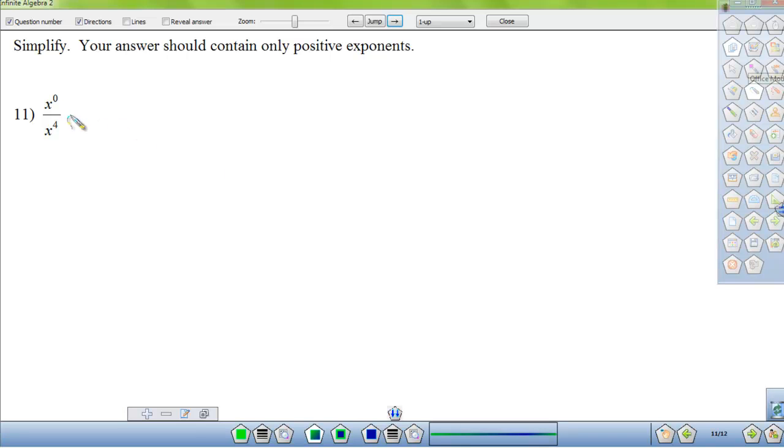Number 11, once again, anything to the 0 power is going to equal 1. And number 12, again, anything to the 0 power is going to equal 1. Power to a power is going to give us 10. And that concludes this video.